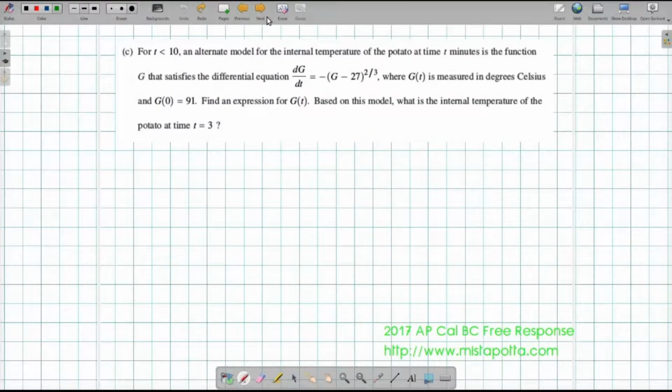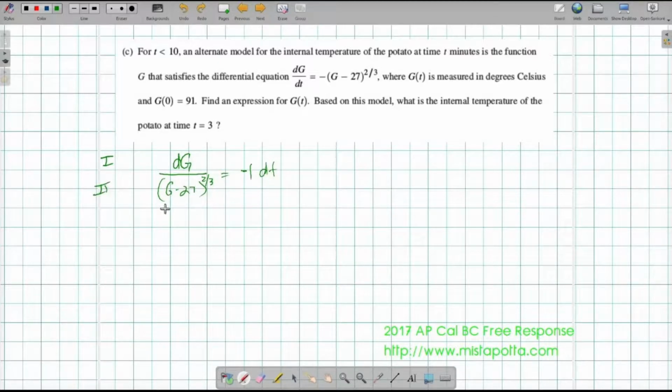Finally, moving on to part C, this is our solving a differential equation, the five-step process that we've talked about. The first thing we want to do is separate our variables. So I've got different variables here. I want to make sure all of my dependent variables are on one side, my independent variables are on the other side. So g is my dependent variable. I want to move this g minus 27 to the 2/3 power over to the left side. And that means all I'm going to have on the right side is a negative 1 dt. So that's my first step.